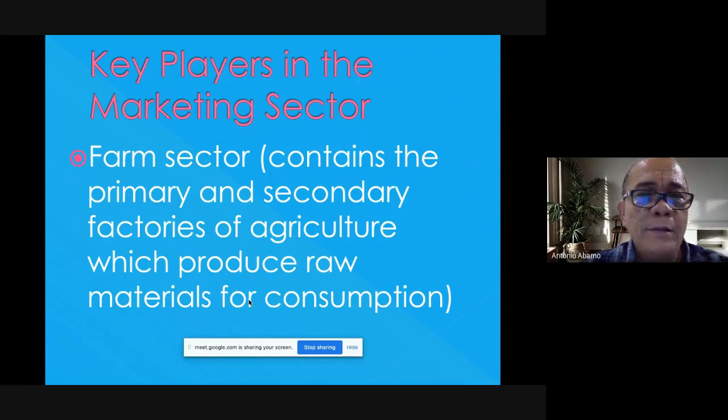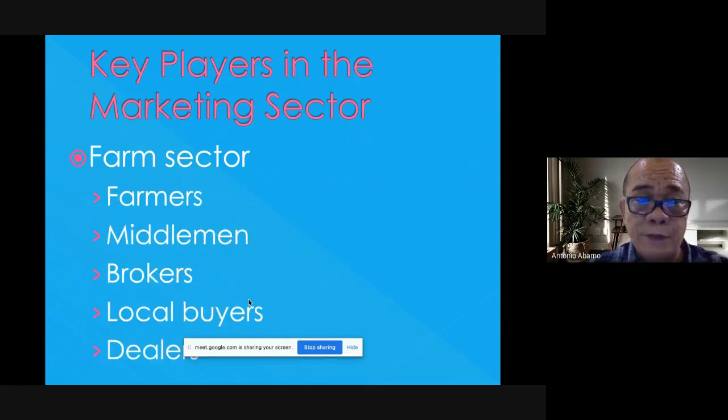Now in the farm sector specifically, you have the middlemen also. When you produce something, you need middlemen to bring your products to the market. The brokers, the buyers, and the dealers. When you have a product in the farm sector, you have distributors, dealers, and middlemen to connect you to the market.